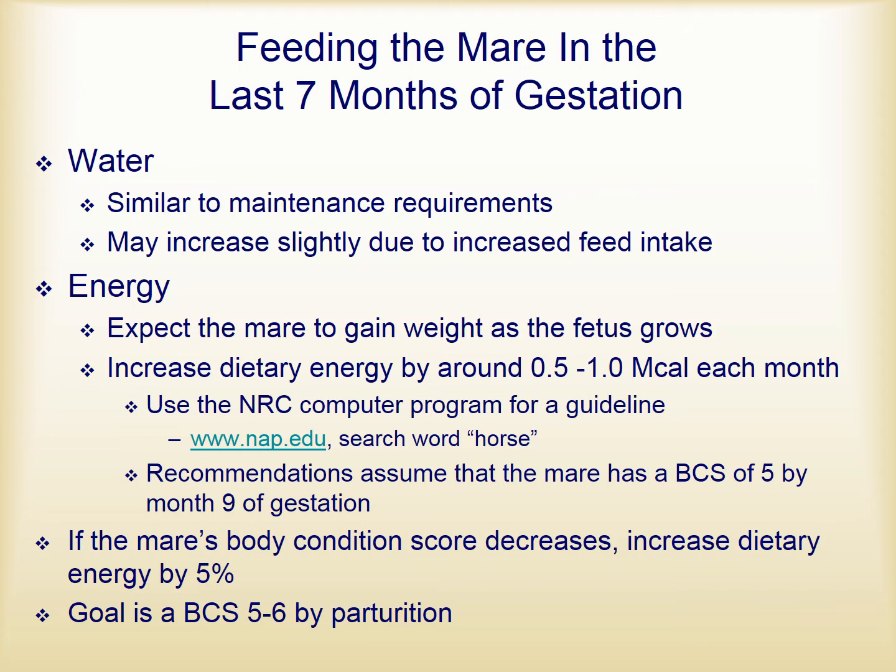All NRC recommendations use the assumption that a mare has a body condition of 5 by the ninth month of gestation. If the mare's body condition score decreases, then increased dietary energy can be provided by up to 5% more. Your goal is to have the mare in a body condition score of 5 to 6 by the time she foals.